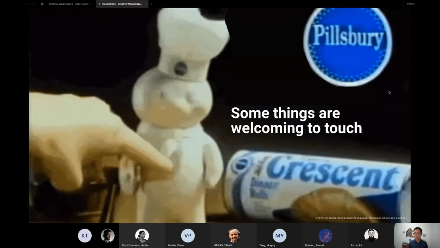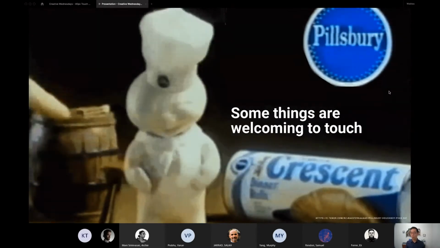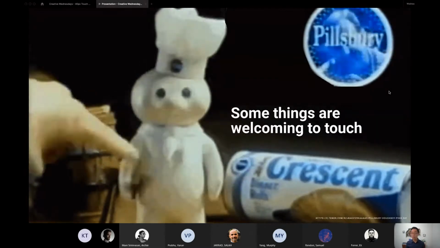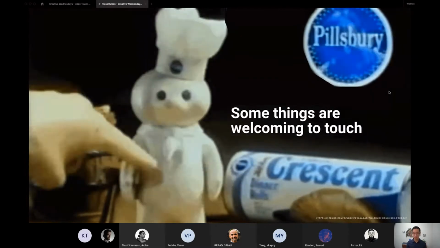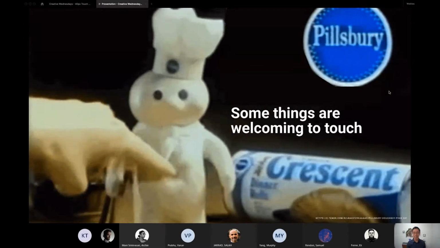For those who are familiar, there's the Pillsbury Doughboy. He's the mascot for the Pillsbury brand for a while. I remember having a little plush of him and it being very soft and very welcoming to touch. He invited you to touch it. He would give a little giggle.